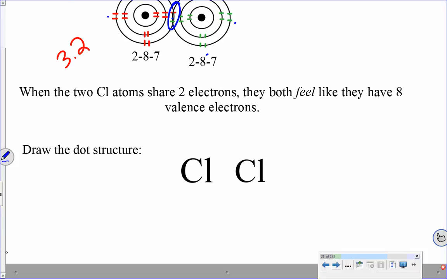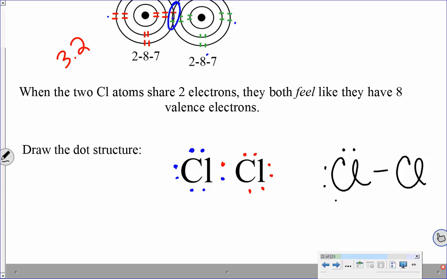We can also show this with the Lewis dot structure. 1, 2, 3, 4, 5, 6, 7 valence electrons in each of these guys. This is also often shown with a line, which is something we'll be working on. So another way of showing this is you can show 2 chlorines with a line in between them. The line represents those 2 shared electrons.